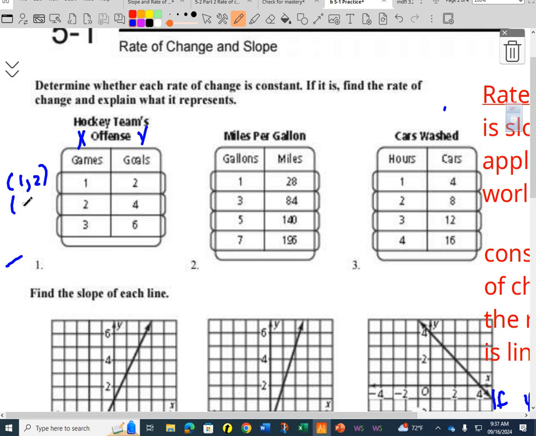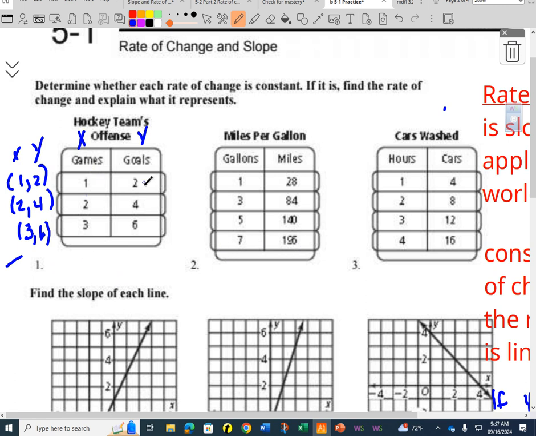You should be writing what I'm writing on your paper. 2 and 4. 3 and 6, right? X, Y coordinates. Those are the X coordinates. These are the Y coordinates. So, if we want to determine if there is a constant rate of change here, we're going to take all the Y values and divide them by the X value that will be part of their ordered pair. If they're all the same number, we say yes, it's a linear relationship with a constant rate of change, and then we're going to tell what it means.